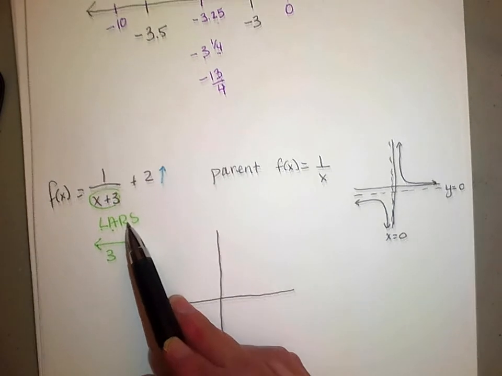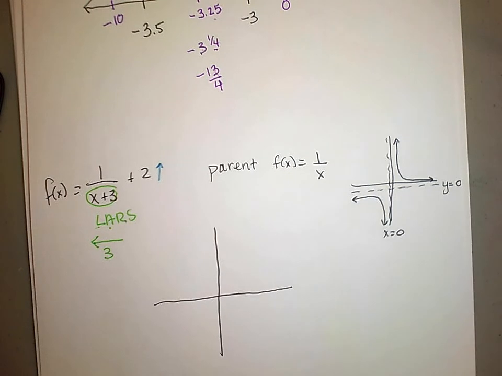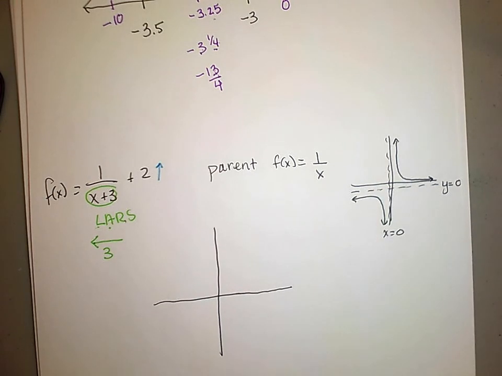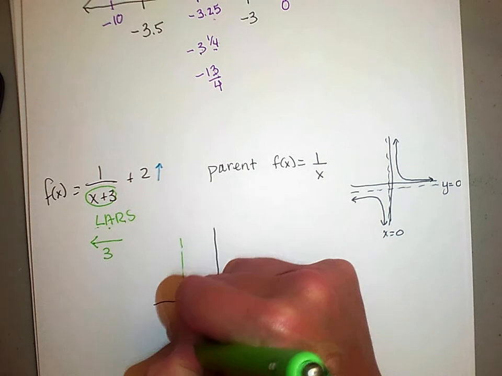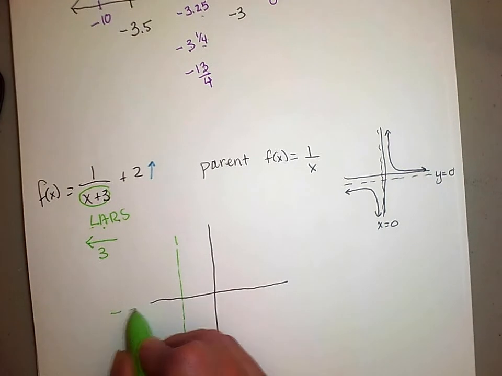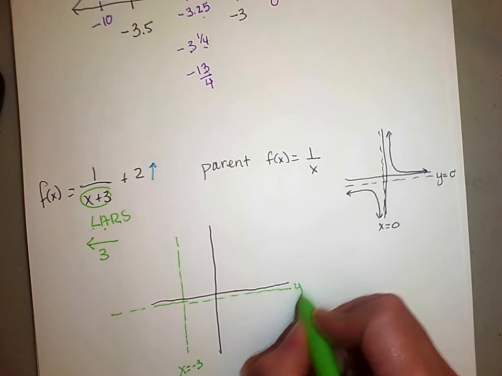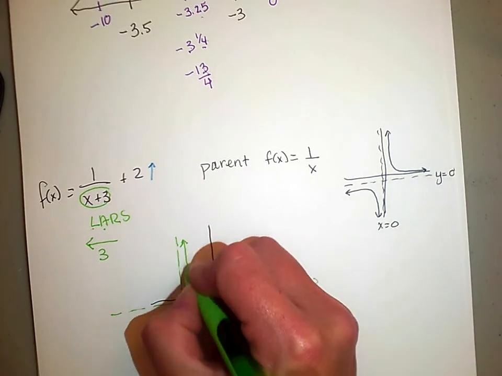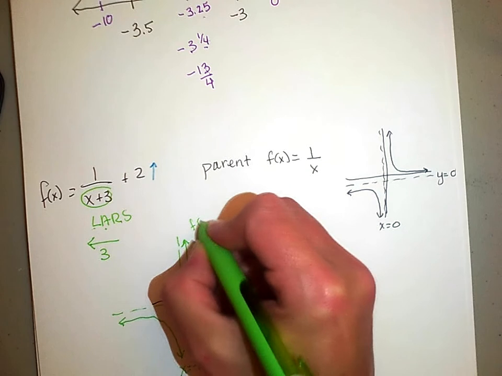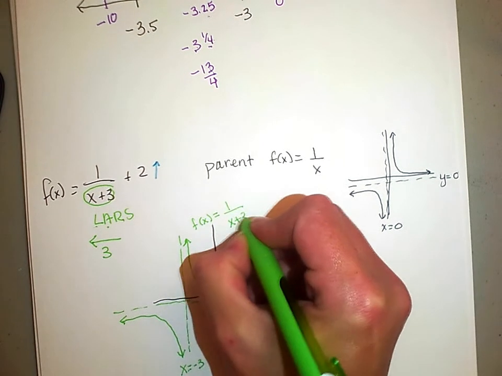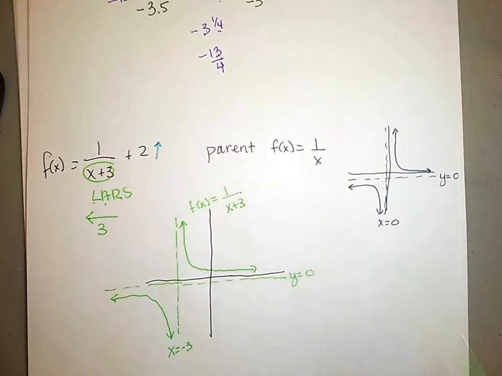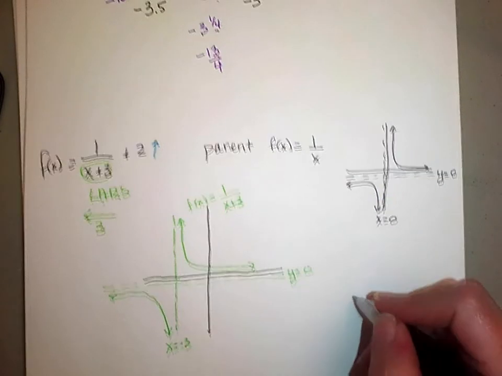So let's just sketch a graph of that. If I move this graph to the left 3 units, every point has to come left, including that vertical asymptote. So now this vertical asymptote is not the line x equals 0, but the line x equals negative 3. The horizontal asymptote would just stay the same, and if I was just translating it, the graph would look like so. This would just be f of x equals 1 over x plus 3.